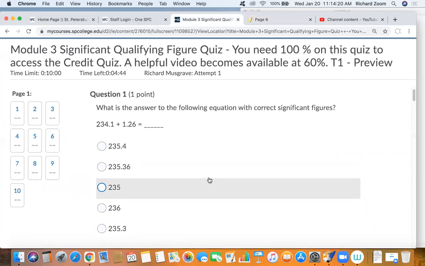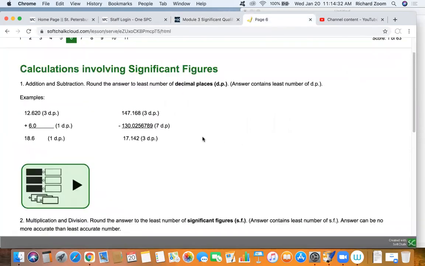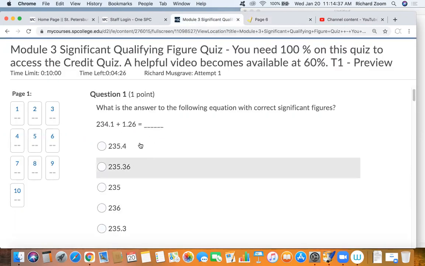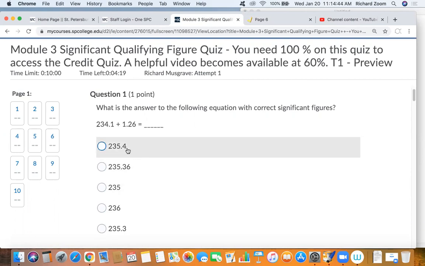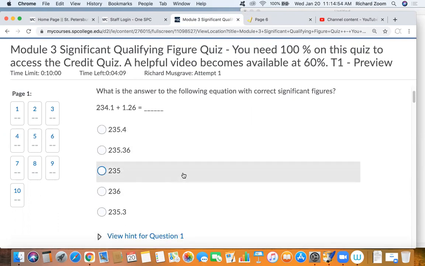All right, so let's look at this kind of problem here. What is the answer to the following equation with correct significant figures? What you would do is look at this and see it's addition. So we look at the addition rules here, and it says it goes by number of places past the decimal point. You can see here we've got 1 place past the decimal and then 2 places past the decimal. So the answer is going to have to be either the 0.4 or the 0.3, depending on the rounding, but we know it's only going to be 1 place past the decimal. That's how we know that each of those are not going to work.